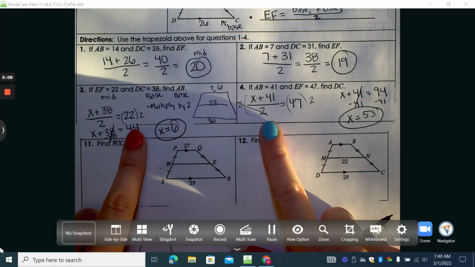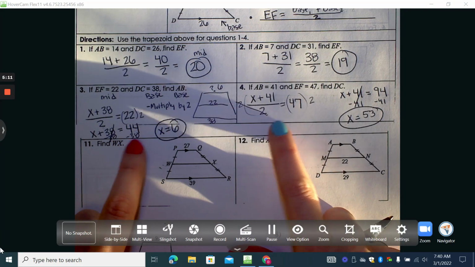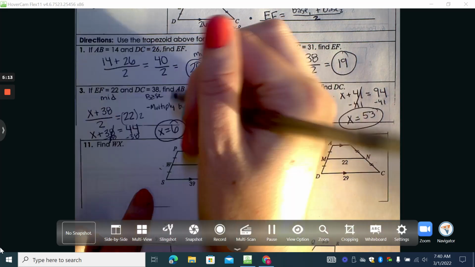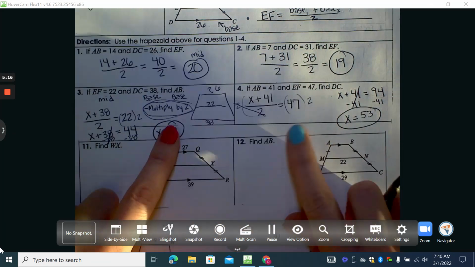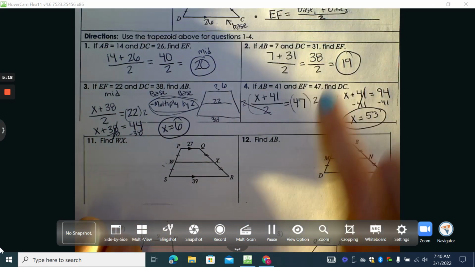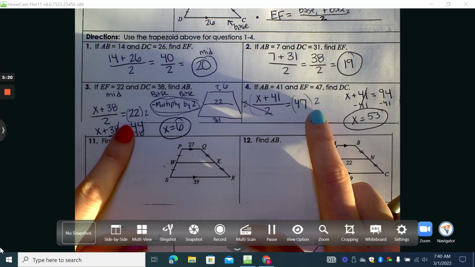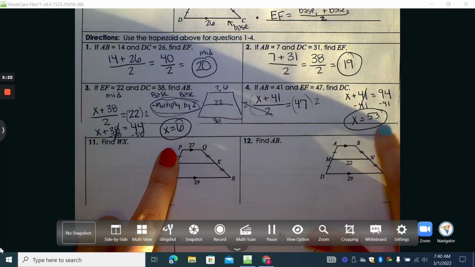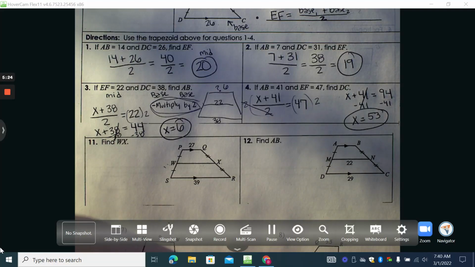So when we are solving for one of the bases, we're going to need to multiply by 2 first. Start by multiplying by 2. Instead of my last step dividing by 2, my first step is to multiply by 2, and then I'll subtract to find my final answer.